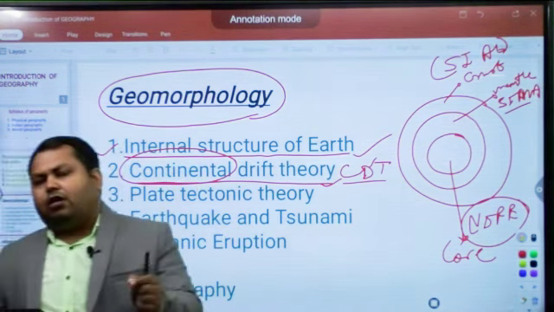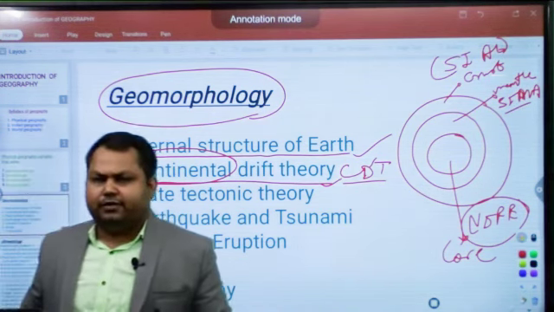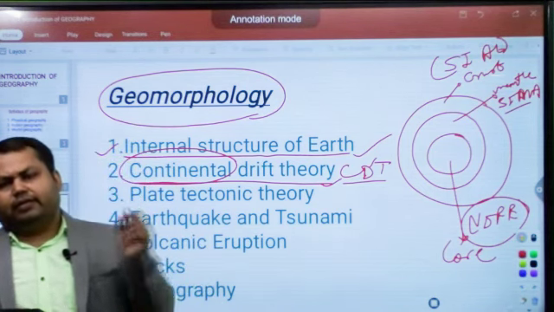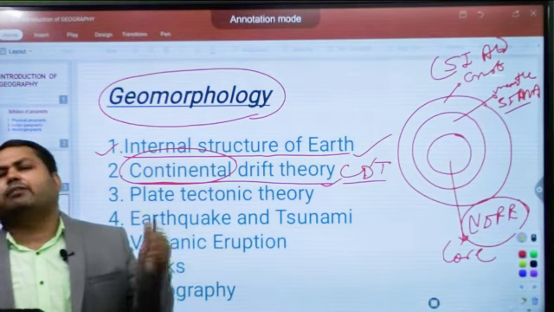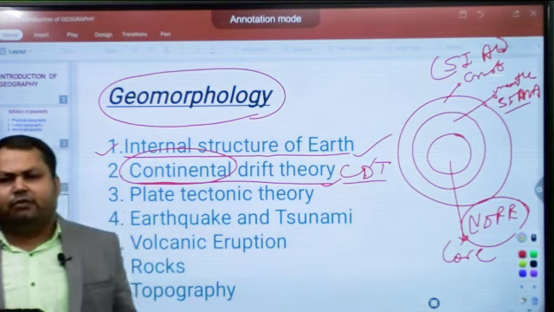Alfred Wegener also gave the mechanism to justify the movement of the continents of the world. So the world's continental movement has been justified by Alfred Wegener using the mechanism as well as the evidences in the world.